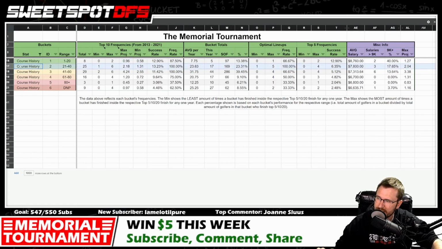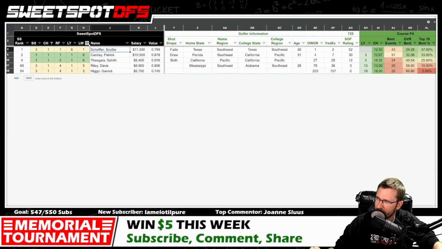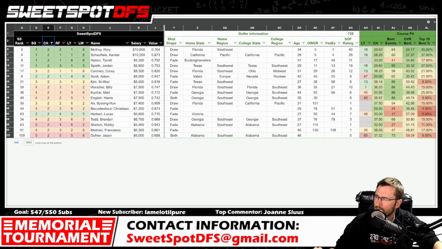Course history 2, that's at 20 to 40 range. Looks like we want 1 to 3, and that stays the same with our conservative max projection over there. I will move this to course history 2s. And now we have Rory and Xander. So the projection for this bucket is 1 to 3. And I think as long as Rory or Xander don't finish outside the top 5, I think they're worth the play.